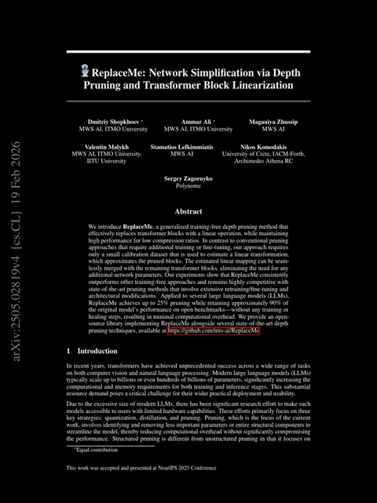Due to the excessive size of modern LLMs, there has been significant research effort to make such models accessible to users with limited hardware capabilities. These efforts primarily focus on three key strategies: quantization, distillation, and pruning. Pruning, which is the focus of the current work, involves identifying and removing less important parameters or entire structural components to streamline the model, thereby reducing computational overhead without significantly compromising the performance.